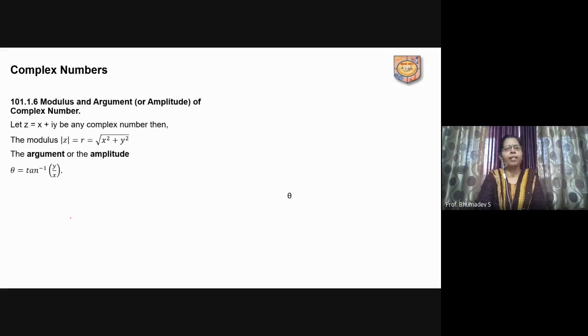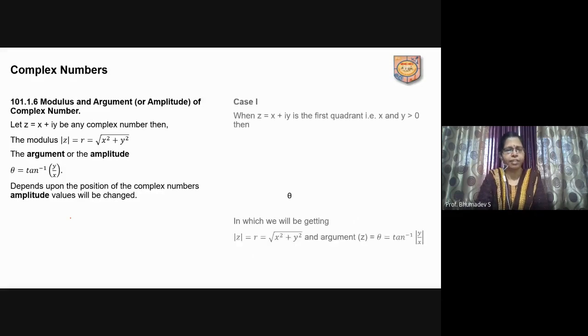The modulus and the argument, otherwise the amplitude, of the complex number: let z equals x plus iy be any complex number. Then its modulus, generally denoted by modulus of z, is equal to r, which can be written as the square root of x square plus y square. The argument, otherwise the amplitude, of the given complex number can be written as theta, which is tan inverse of y upon x. Depending upon the position of the complex number, the amplitude values will change.